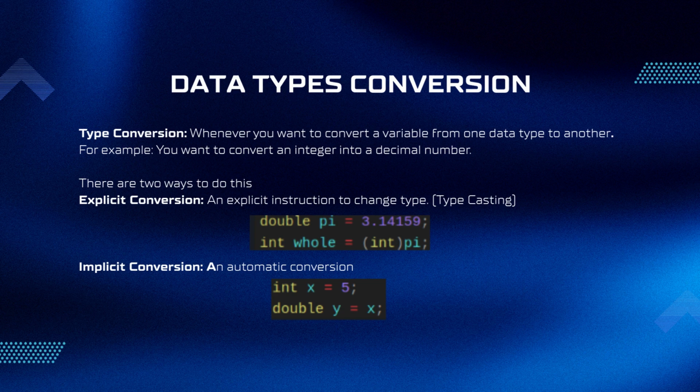The first one would be to do an explicit conversion, which is an explicit instruction to change the type, also known as typecasting. Look at the example of converting the type of pi from decimal to int. The second way to do it would be an implicit conversion, which is an automatic conversion. Look at the example of x and y here.